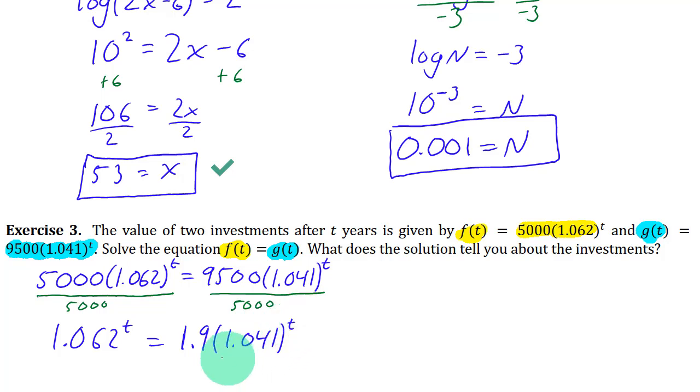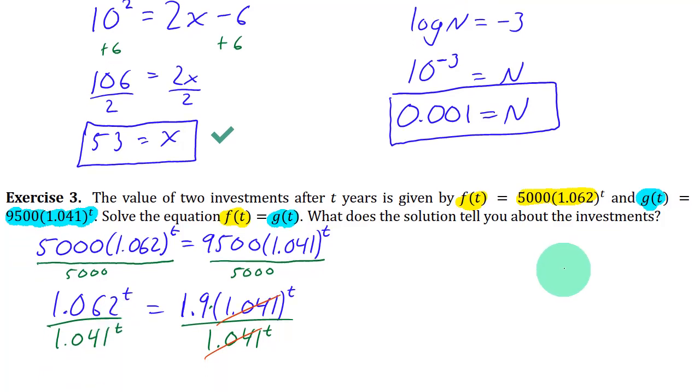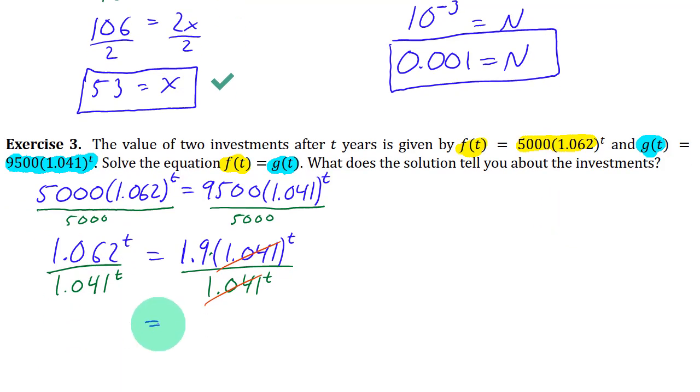All right, now we want to get all of the t's on the same side. So I'm going to divide both sides by 1.041 to the t, because we have this multiplied here. Dividing will cancel it out, but you've got to do the same thing to the other side. So now we can write this as just 1.9 on the right side, but something to the power t divided by something else to the power t. One of the exponent rules is that you can have them all just divided and then raised to that power.